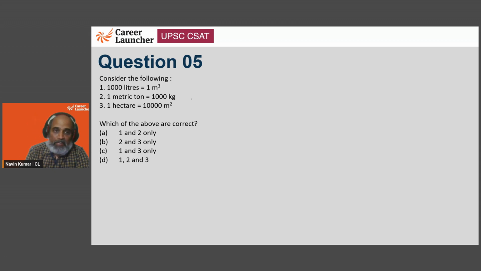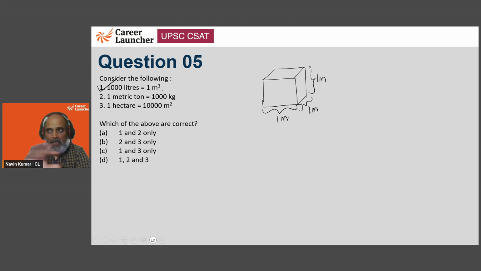So 1 meter cube is actually 1000 liters. This is a fact. So basically, if I have a cube of side 1 meter by 1 meter and by 1 meter, if you have such a tank, then it holds 1000 liters. Okay. So since 1 is correct, it goes.